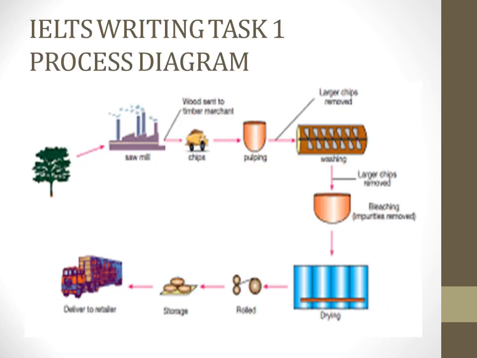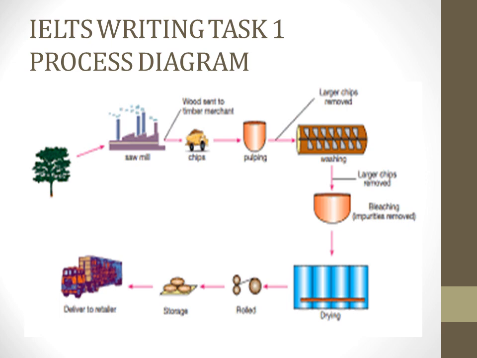So here you see a diagram. You find a tree, a sawmill, the chips, the wood being sent to the timber merchant, the pulping process, larger chips being removed, the washing, and then the bleaching process and the drying, and then the storage process and the delivery to the retailer. So what we understand from this is that the trees are being cut and sent to the sawmill, and the wood is being sent to the timber merchant, and then the pulping process happens.